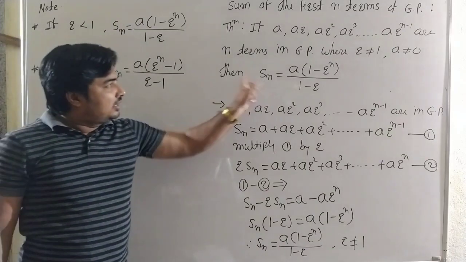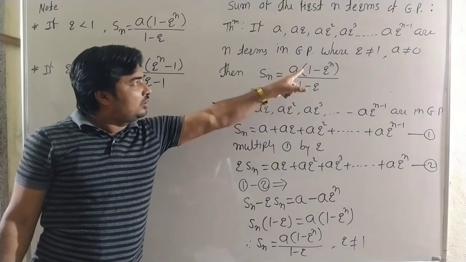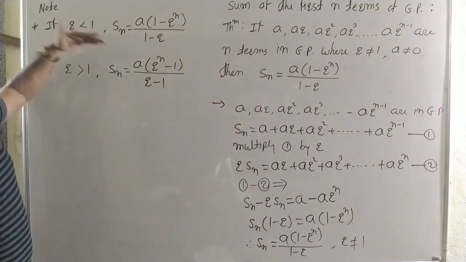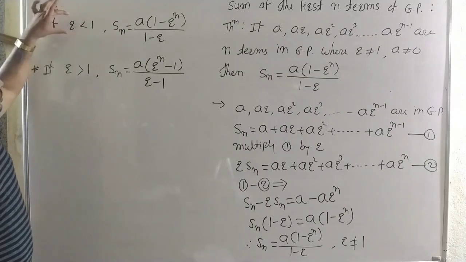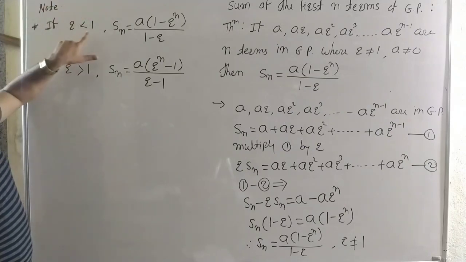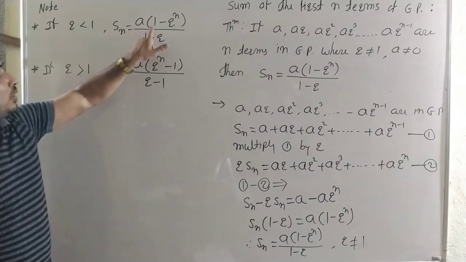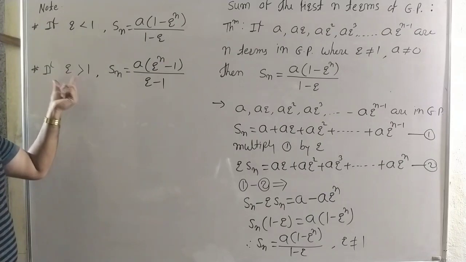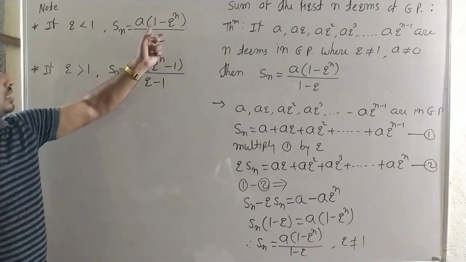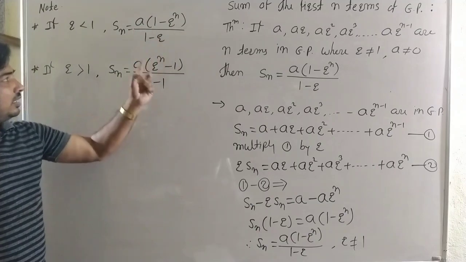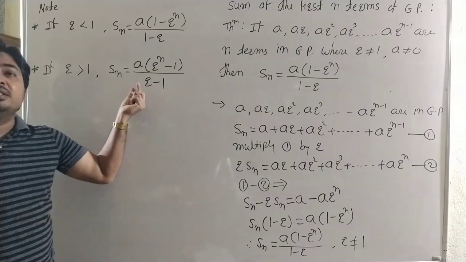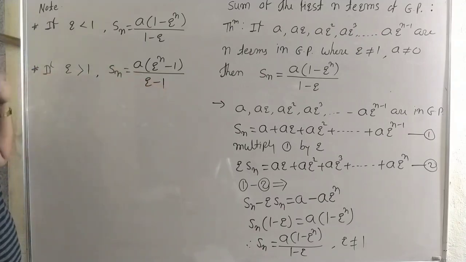Here in general we can prove Sn is equal to a into 1 minus r to the power n upon 1 minus r. For calculating problems, when r is less than 1, we use this formula, a into 1 minus r to the power n upon 1 minus r. And when r is greater than 1, we use this formula. Only replace 1 minus r to the power n with r to the power n minus 1, and 1 minus r with r minus 1, when r is greater than 1. See carefully this: here r is less than 1, there r is greater than 1.